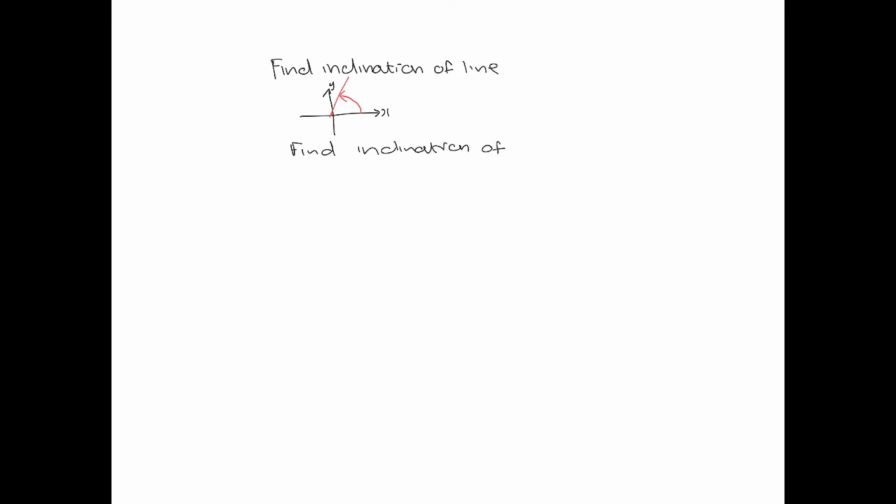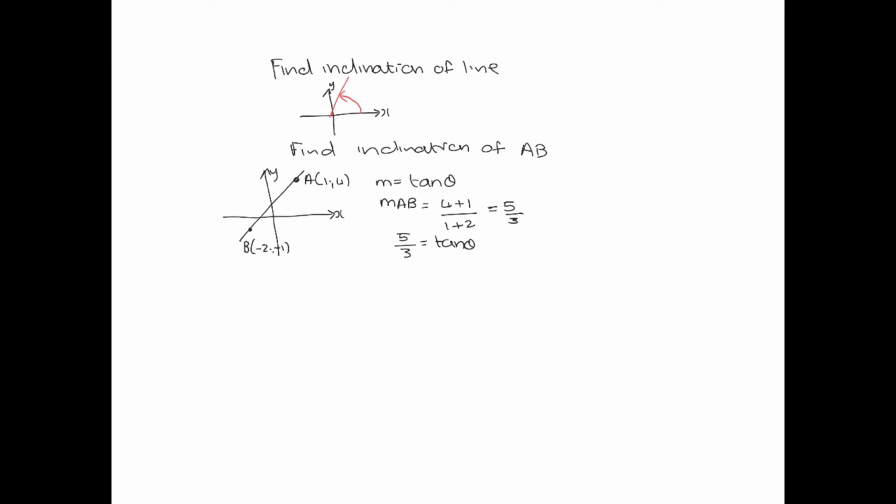So if I said to you, find the inclination of AB, and I have a line AB, let's say A is (1, 4) and B is (-2, -1). You're going to say m equals tan theta always, okay? And your gradient of AB will equal (4 + 1) over (1 + 2), which is 5 over 3, okay? And then you're going to say 5 over 3 equals tan theta. And you say shift tan 5 over 3, and you get the answer.